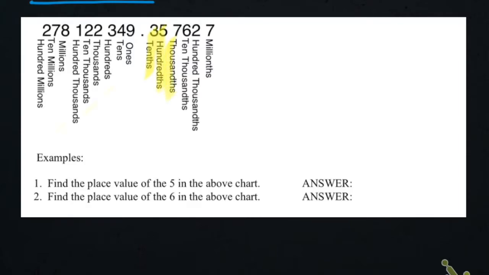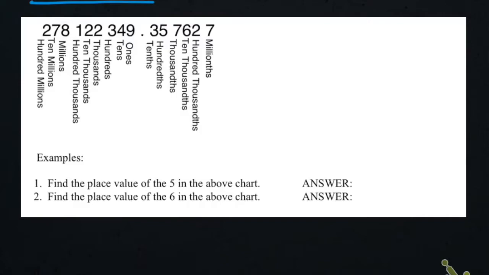And then it kind of continues the exact same way we did on this side, except instead of saying thousands, we say thousandths. So we're basically adding a TH at the end. And then we're going to keep going to millionths, and then we can go on to 10 millionths and 100 millionths, but you have to add that TH at the end.